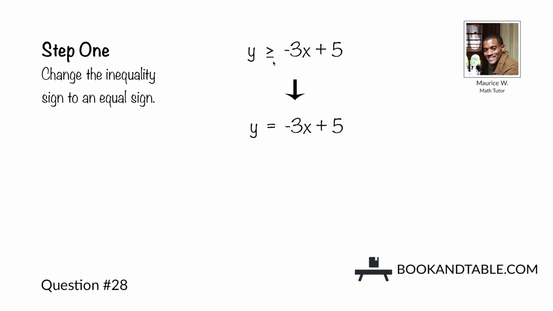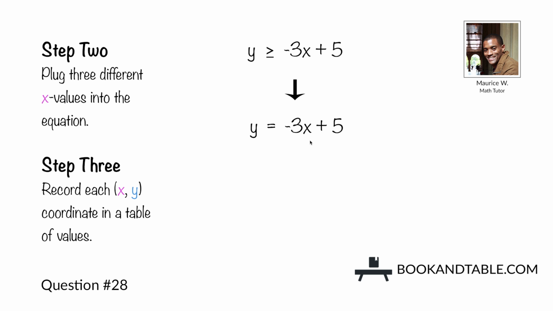But first, step 1, change the inequality sign to an equal sign. This gives you y is equal to -3x plus 5. We then plug 3 different x values into the equation and record each coordinate in a table of values.